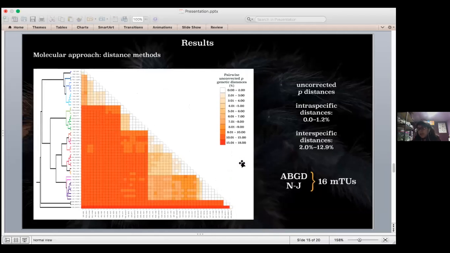For the genetic approach, the genetic distances that were calculated, we used them in two methods, and they recovered 16 molecular taxonomic units. The intraspecific distances in these taxonomic units were about 0 to 1.2%, and the interspecific distances were about 2% to 12.9%. And they recovered three main clades in neighbor-joining. And these clades are separated by genetic distances of more than 10%.